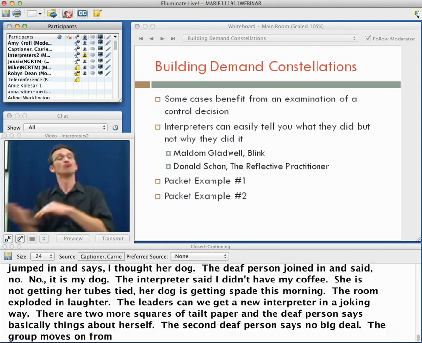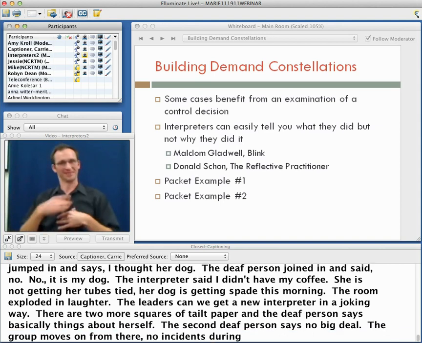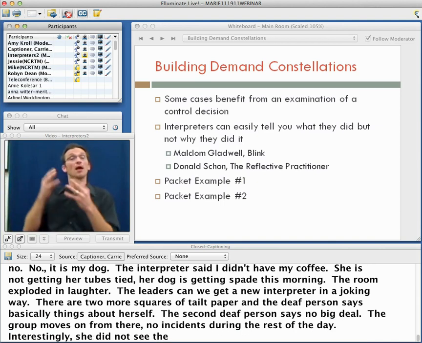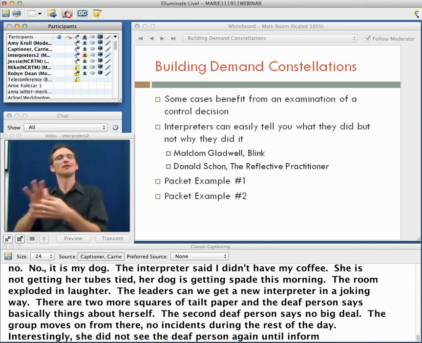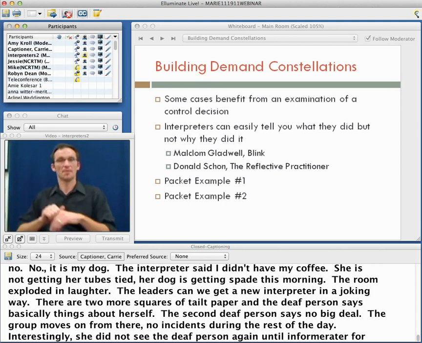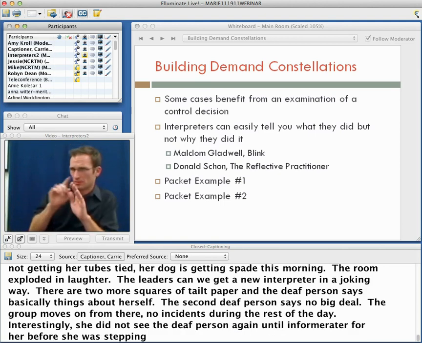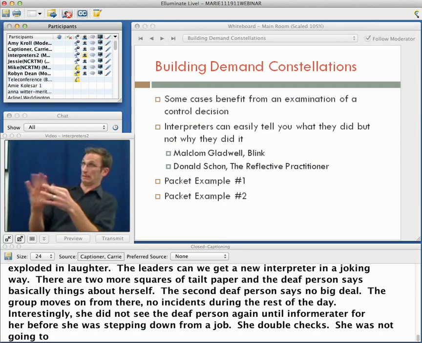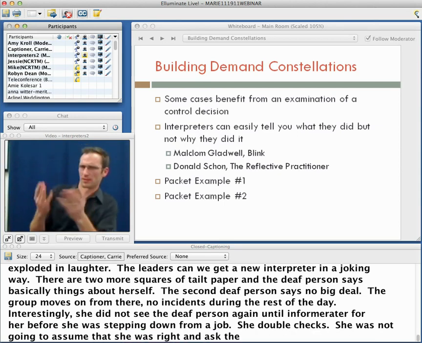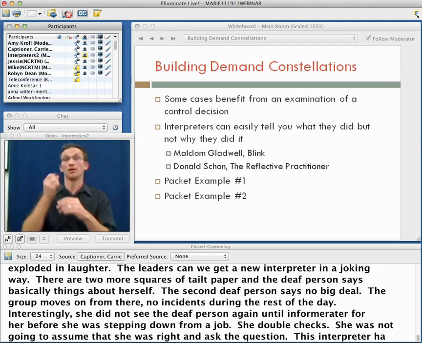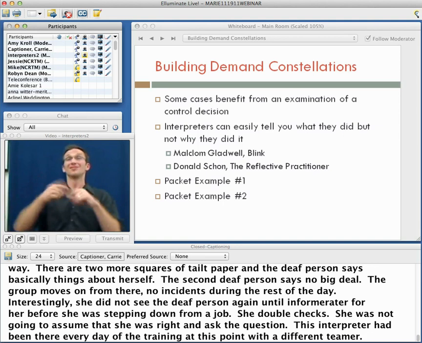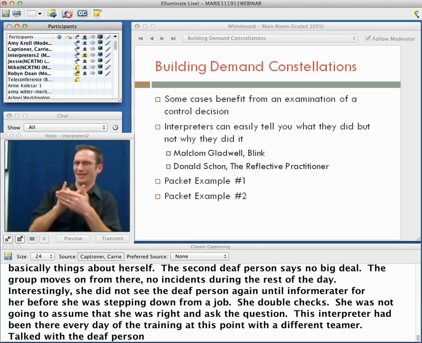Interestingly, she adds, I didn't see that deaf person again until I was interpreting for her while she was stepping down from a job. And the interpreter double-checked before voicing, I'm stepping down from my position. So here she decides that she's not going to assume she was right, and she's going to ask the question. This interpreter had been there every day of the training at this point with a different teamer. She talked with the deaf person at the lunch break and apologized for the mistake, and the deaf person replied with, it happens, it's just fine.